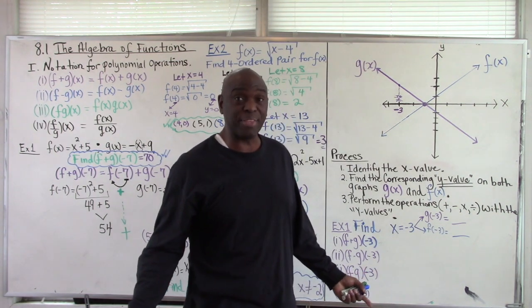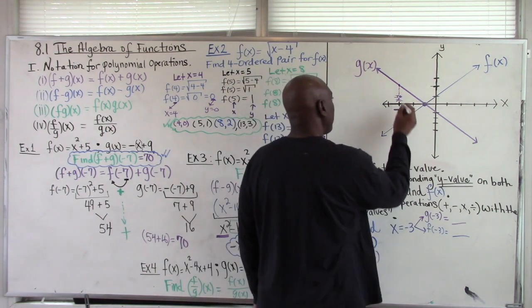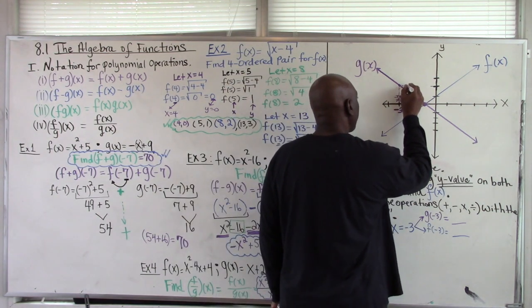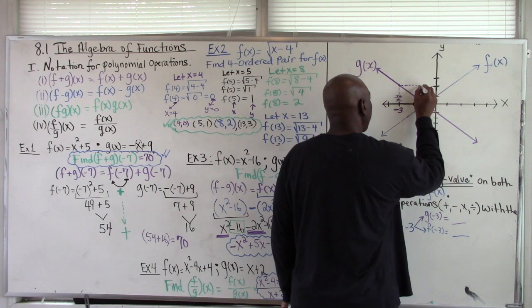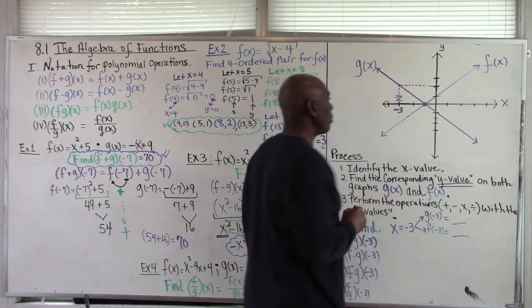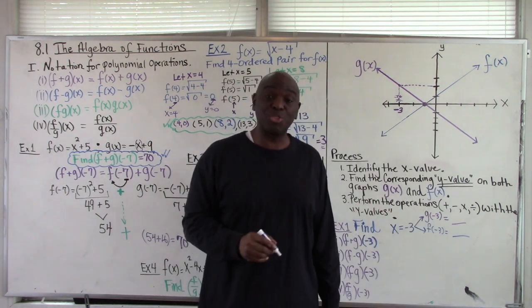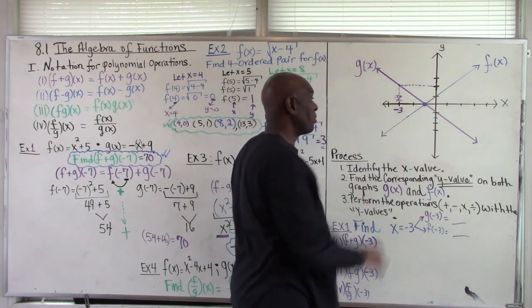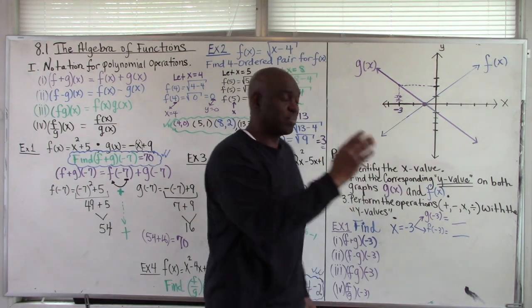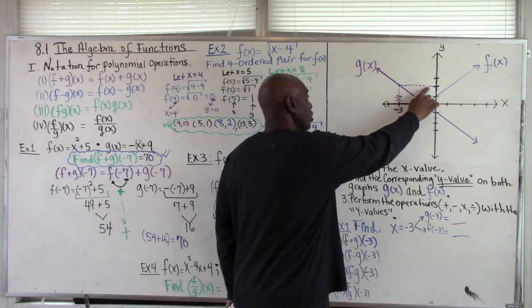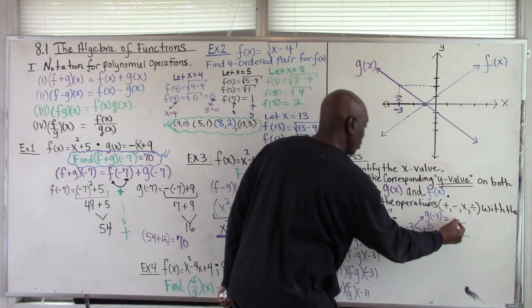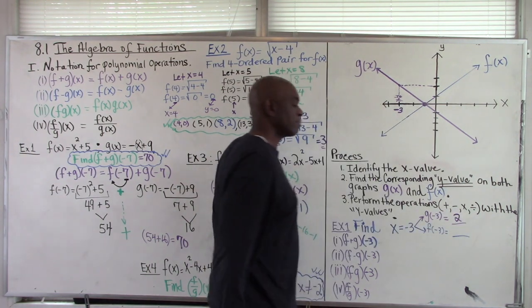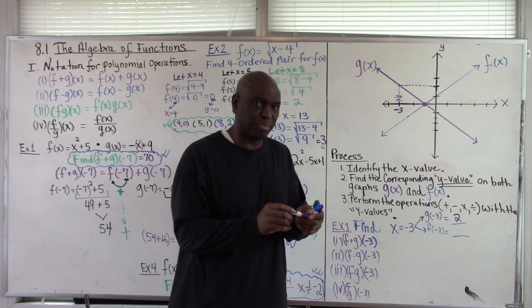What's the y value right there? Let's see. Oh, the y value is 2. See? 2. You jump. Boom. And you're on 2. So a 2 goes right here. Good.